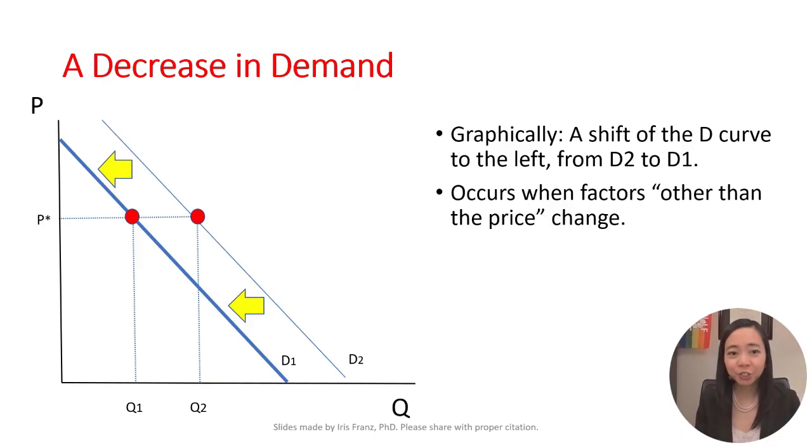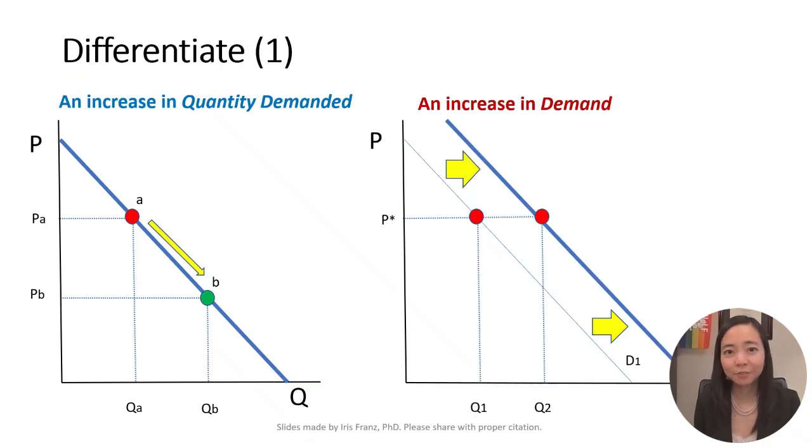Graphically, you see a shift of the demand curve to the left. We call this a decrease in demand. A change in demand occurs when factors other than the price have changed. What are these other factors? We will discuss later.